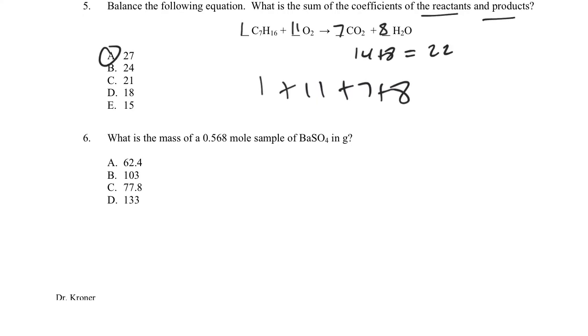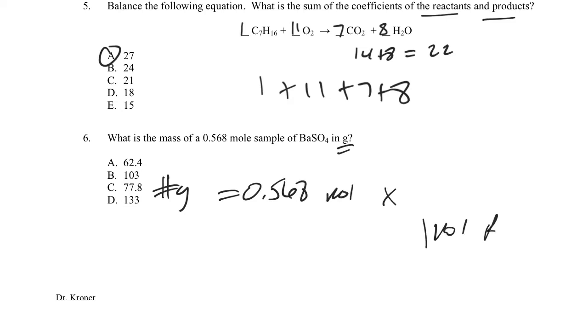What is the mass of a 0.568 mole sample of barium sulfate in grams? Okay, so the number of grams of barium sulfate will be equal to, we're going to start with the moles. And then 1 mole of barium sulfate. Let's look at barium on our periodic table. Barium's molar mass is 137.3 plus 32.06 for sulfur, plus 16 times 4 for the oxygens. That's 233.4 grams. So 0.568 times 233.4 is 132.6 grams, rounding to 3 sig figs, so that's 133 grams.